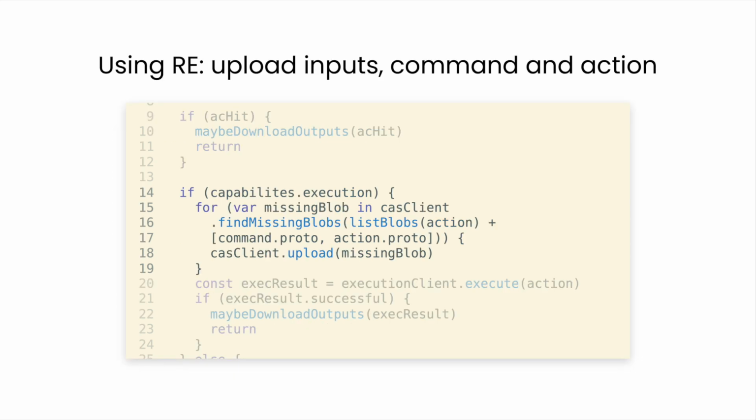But if not, then we try to run this, and there are two scenarios here. We can run it remotely, so the server has remote execution capabilities. And the first thing we try to do is see what blobs we still need to upload to this remote execution system. We start with the ones gathered from the inputs of the command, then the command itself and the action itself. We also do need to upload those products because the protocol always refers to the digest of these things. And we upload each of the missing ones.